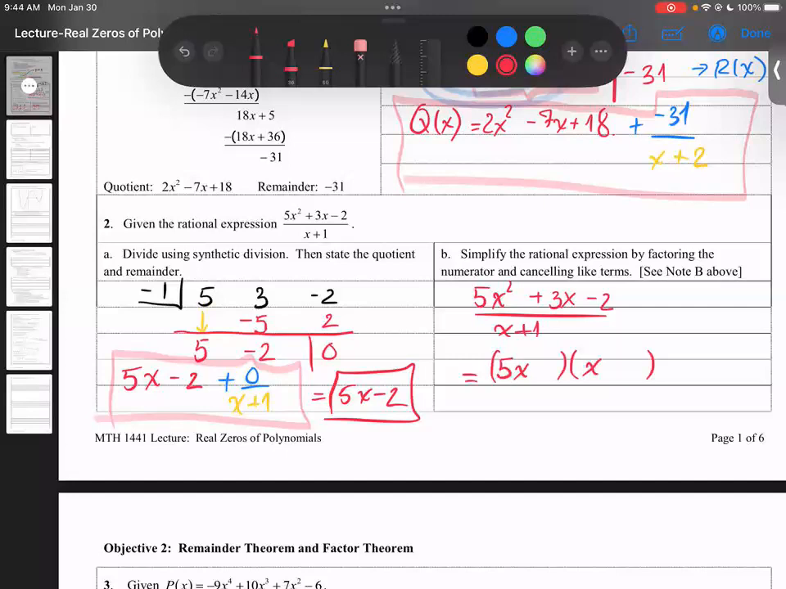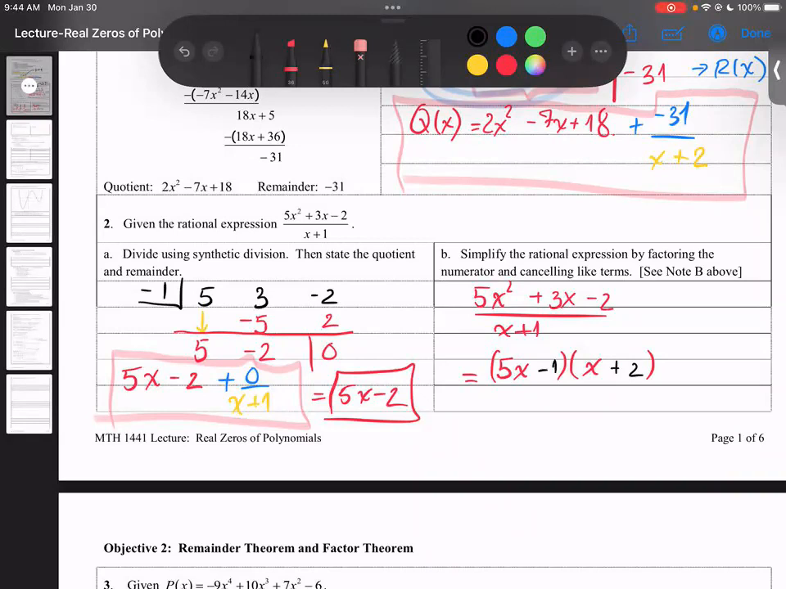Let's guess and check. I'm going to put a negative 1 here, and positive 2 here. So I'm going to check. Now, the first and last check, right? 5x times x is 5x squared, and negative 1 times positive 2 is negative 2. Well, I have to check the middle term.